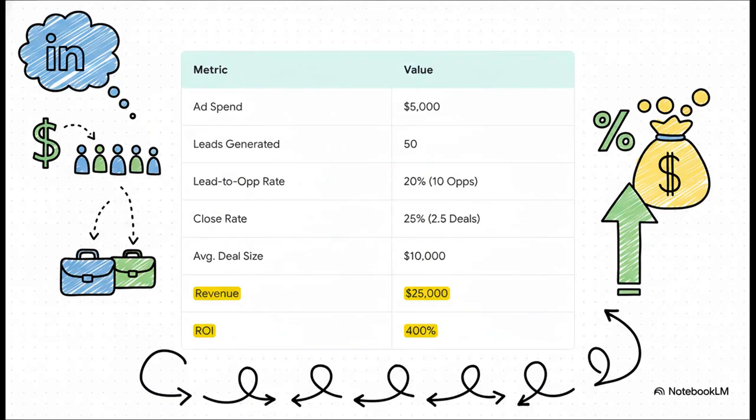First up, our SMB. They invested a modest $5,000 and got 50 leads from it. Their lead quality is pretty high, so 20% of those become sales opportunities. That gives us 10 ops. The sales team is on fire, closing a quarter of those, which results in 2.5 deals on average. At a $10,000 deal size, that's $25,000 in new revenue. We plug that into our formula and boom, a 400% ROI. Now that is a conversation that gets you more budget.